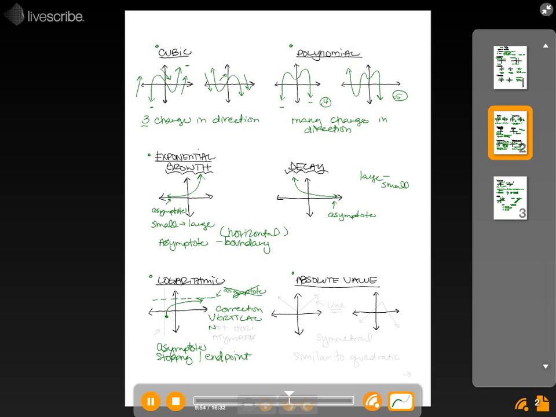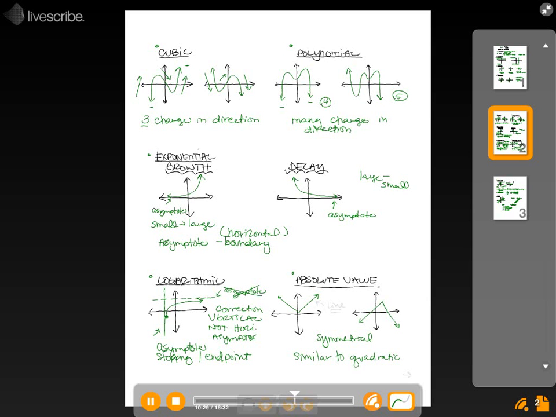Absolute values are similar to quadratics. A quadratic graph made that parabola, that U shape. Absolute value graphs make a V shape. So they look like this. They could open up, or they can open down. And it's hard to tell from my graphs, but they are symmetrical. The same on the left as they are on the right.